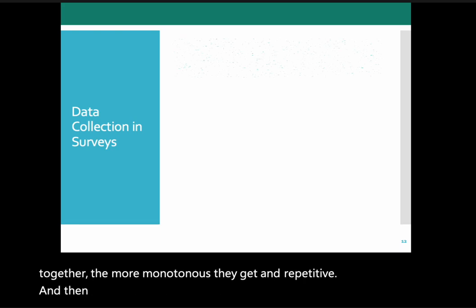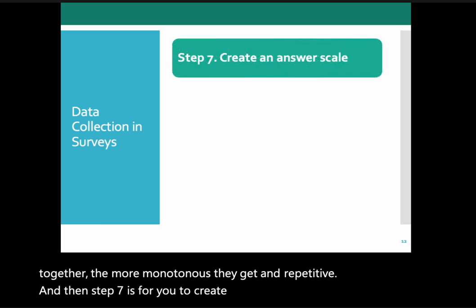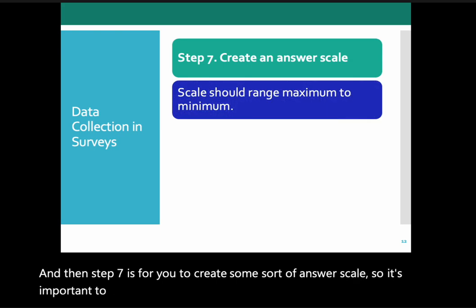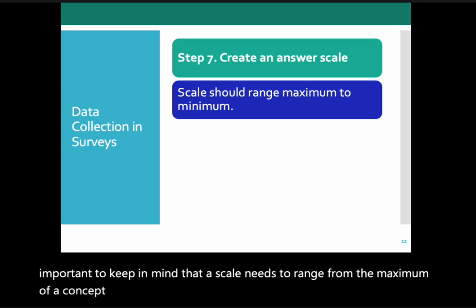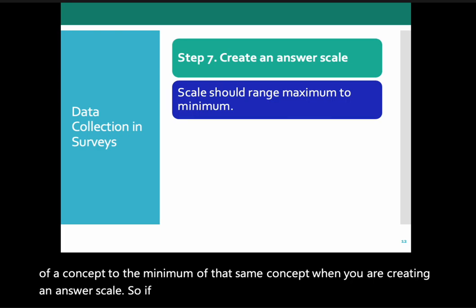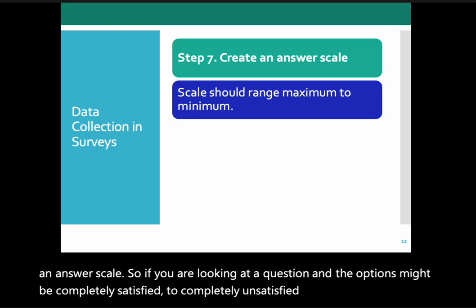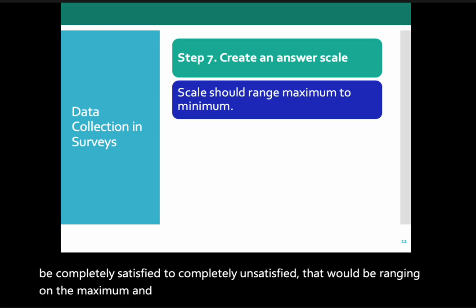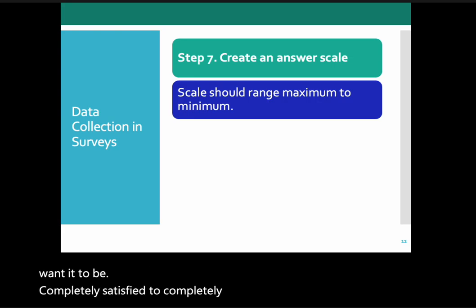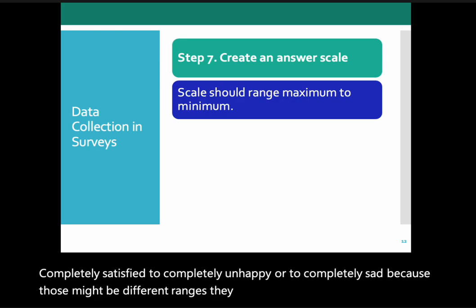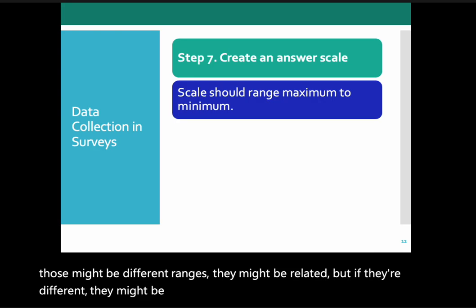And then step 7 is for you to create some sort of answer scale. It's important to keep in mind that a scale needs to range from the maximum of a concept to the minimum of that same concept when you are creating an answer scale. So if you are looking at a question and the options might be completely satisfied to completely unsatisfied, that would be ranging on the maximum and the minimum of the same concept. You wouldn't want it to be completely satisfied to completely unhappy or to completely sad, because those might be different ranges. They might be related, but if they're different, they might be confusing to participants.